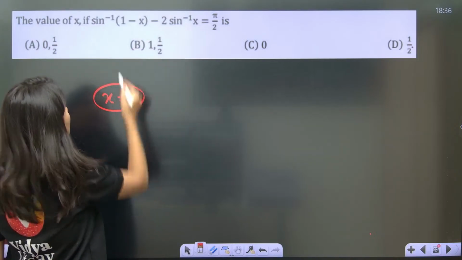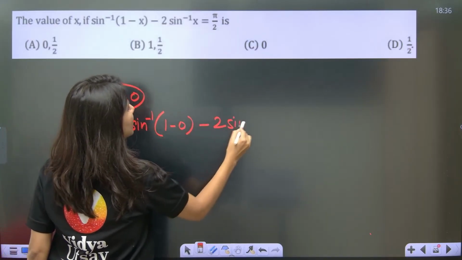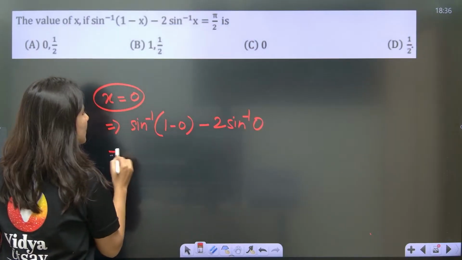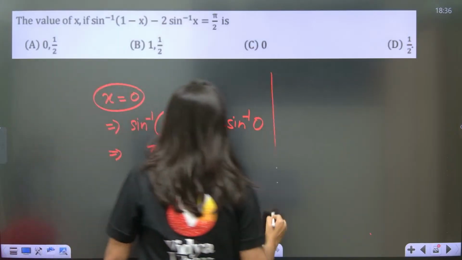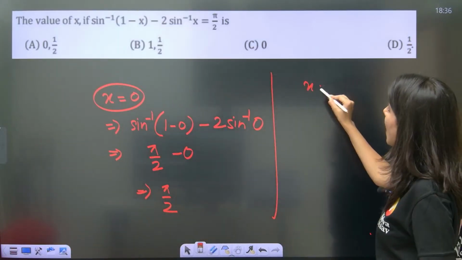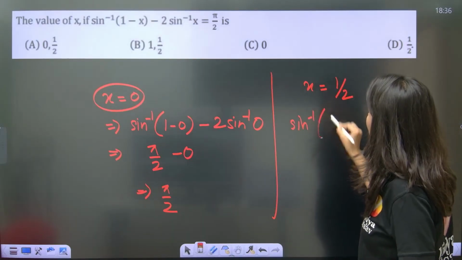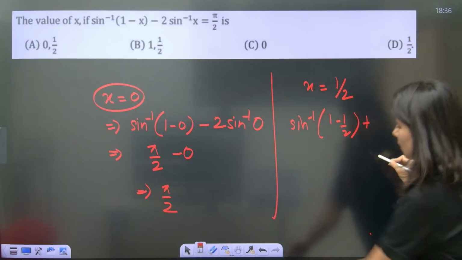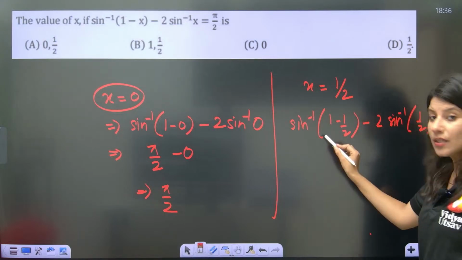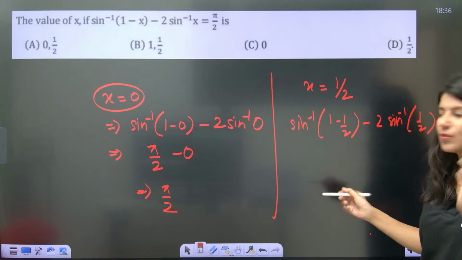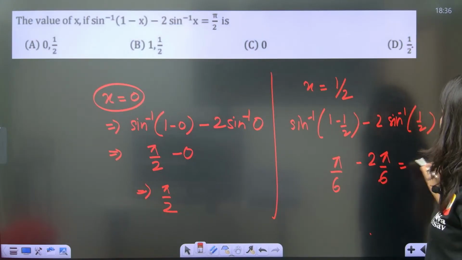Let's check together. Sine inverse 1 minus 0 and minus 2 sine inverse 0. Sine inverse 1 is pi by 2 minus 0, so this is just pi by 2. Clear. What about x equals half? Let us satisfy x equals half. So sine inverse 1 minus half minus 2 sine inverse half. Sine inverse half is what? Pi by 6, that is 30 degree, minus 2 pi by 6. So clearly this is minus pi by 6.